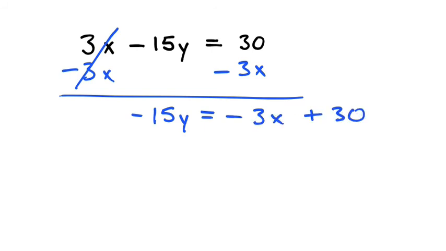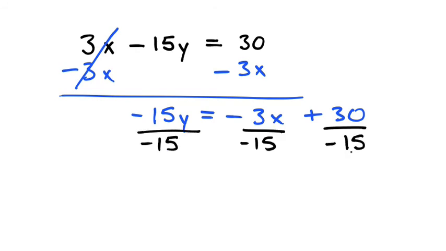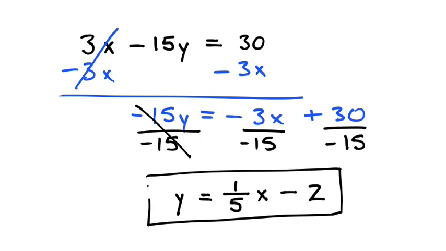Okay, next step, I'm going to divide everything by negative 15. Negative 15 divided by negative 15 is 1, so this is just 1y, which is just y, equals negative 3 over negative 15. A negative divided by a negative is positive, and 3 over 15, they can both be divided by 3, so I'm going to divide both by 3, and it reduces down to 1 over 5x. Positive 30 divided by negative 15 is negative, so it's minus 2. And this is y equals form.